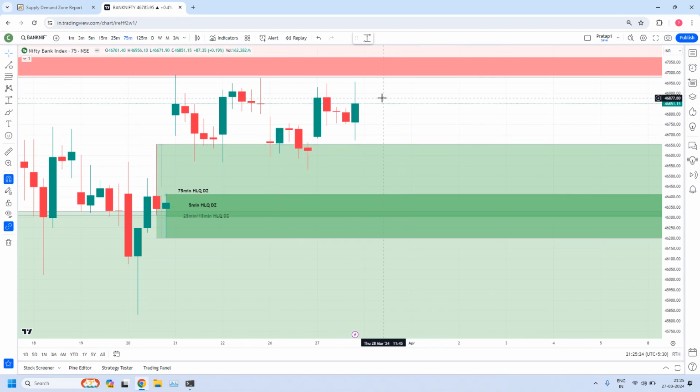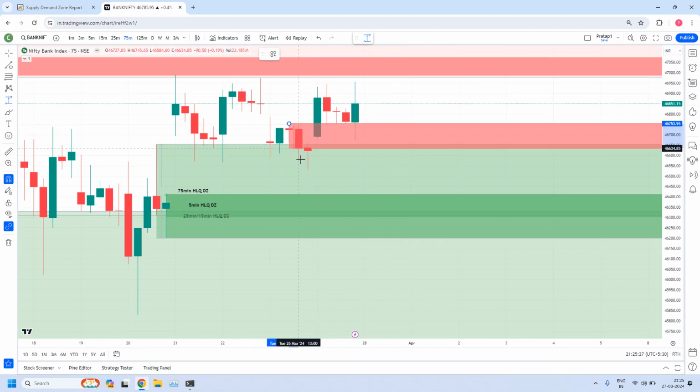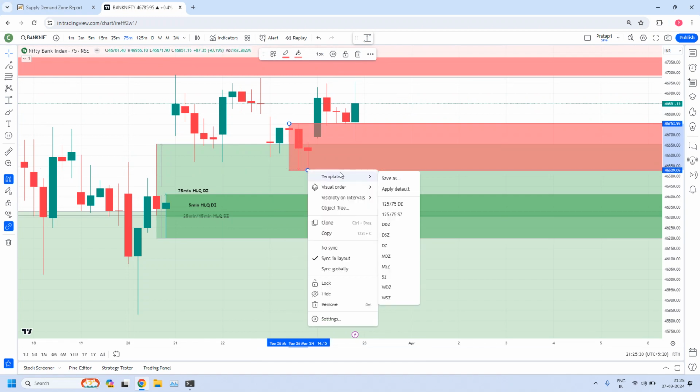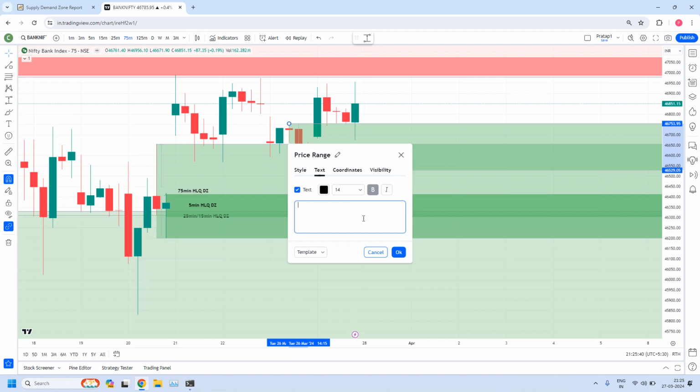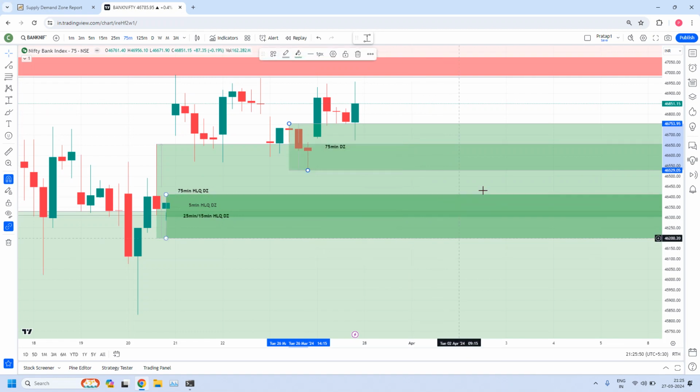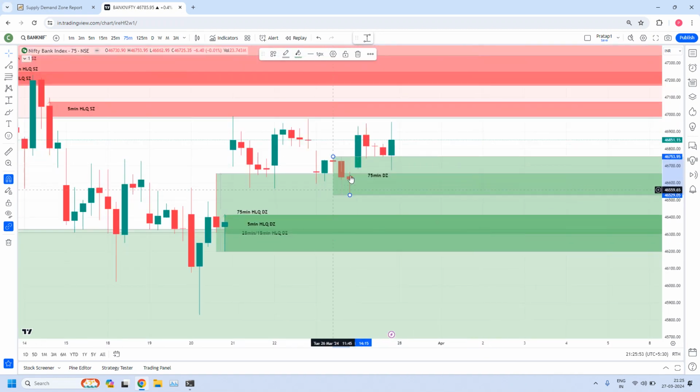This is the way a new supply has been created today. Sorry, new demand, not supply. A new 75 minutes demand zone. This is not a high liquidity demand zone, but a normal 75 minutes zone. But still it will hold the prices for some period, because it supports the hourly income trade. In hourly income trade, 75 minutes is the higher time frame.